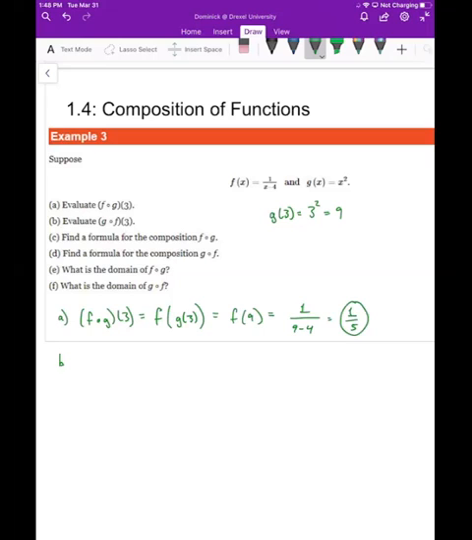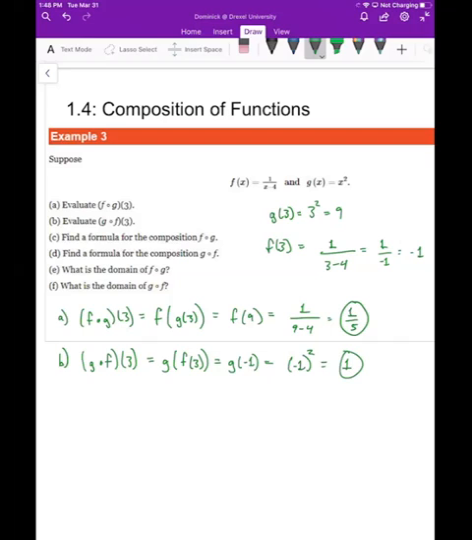All right, in part B, we're doing the other way around. We now want to do g circle f of 3. So this is g of f of 3. So now I need to find f of 3. So that's 1 over 3 minus 4, which is 1 over negative 1, which is negative 1. So now this means I'm doing g of negative 1, which is negative 1 squared, right? Which is positive 1.